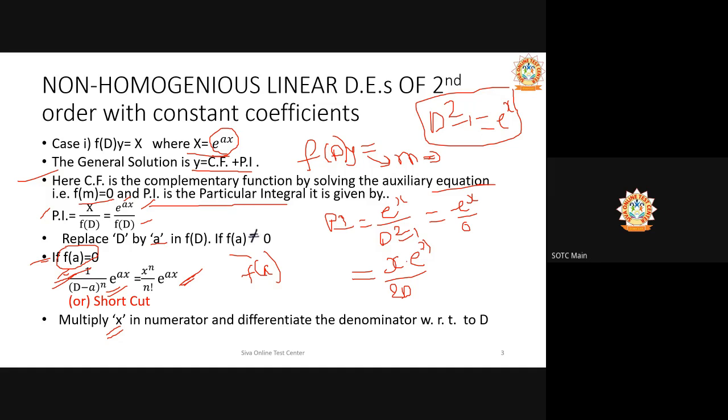Now try to replace the d with a. So a is 1. So now if you substitute in the place of d as 1, it will come x e power x by 2. This is your particular integral. Or if you want to use the formula, now try to see how to utilize this.